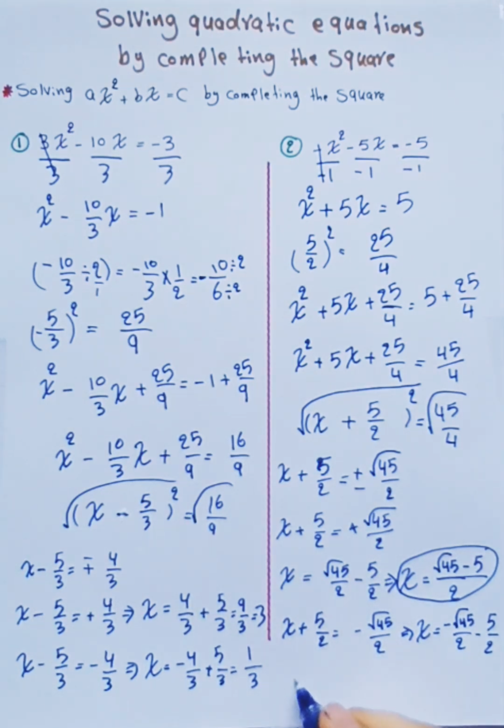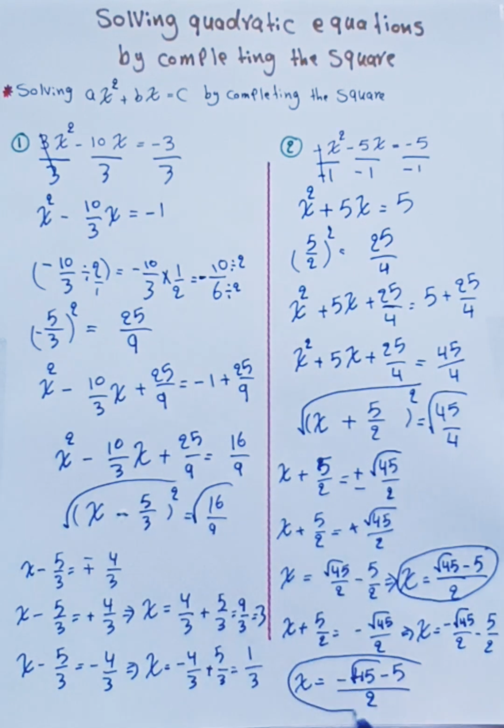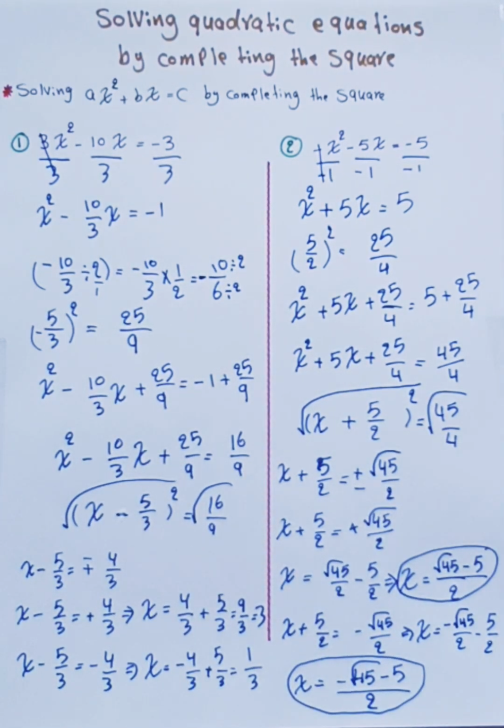You have to change the place of positive 5 out of 2 to the right side, so x equal to negative root of 45 minus 5 out of 2. So this is the second value for x.